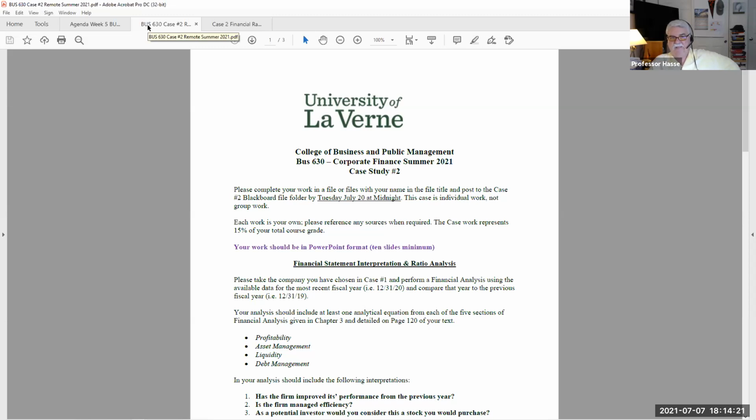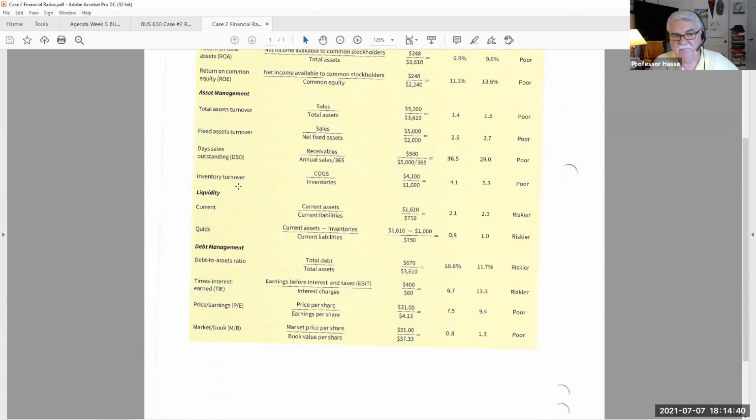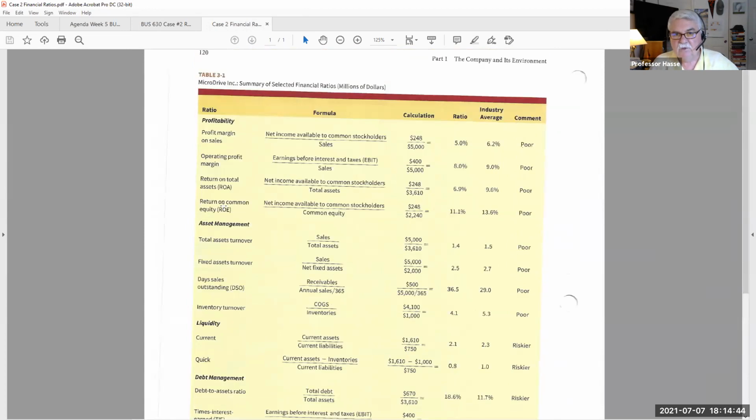Okay, on page 120 of your text, and I have provided this in the case material, here it is right here, are the different types of ratio analysis that you need to work with in this case: profitability, asset management, liquidity, and debt management. You are to select one ratio from each one of these four areas. Now you can select more if you want, but you don't have to.